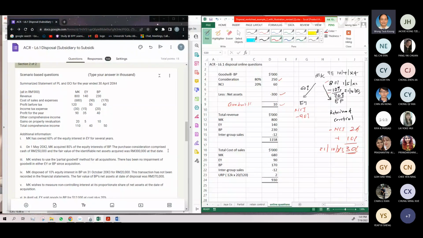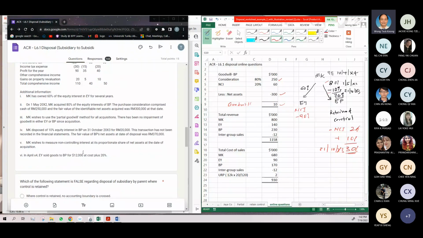They have intergroup sales. Since it's intergroup, we can't make profit out of the unsold goods. There is 12,000 at cost plus, so you can compute your unrealized profit, URP. 12,000 at cost plus 20%: cost is 100%, cost plus is 120%, so 20% here. The unrealized profit will be 2K. You have to take it out from your cost of sales and your closing inventory credit.